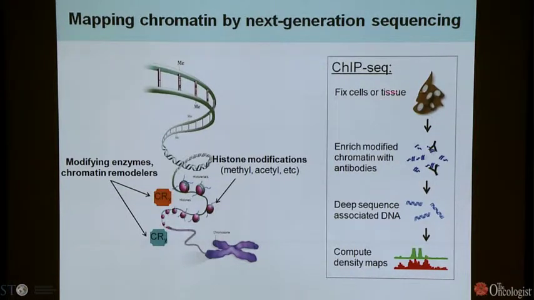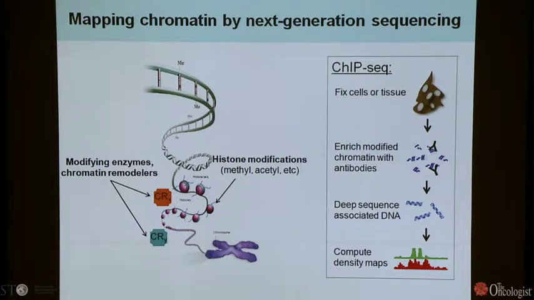This is a technology called ChIP-seq, and you've heard a lot about this already, but the idea is that living cells or tissues are fixed with formaldehyde. The chromatin is extracted and fragmented, and then antibodies against the modifications are used to enrich the portions of chromatin that have these particular modifications or have these particular flavors or states. Once that chromatin is pulled out, we deep sequence it with next generation sequencing instruments and basically count.